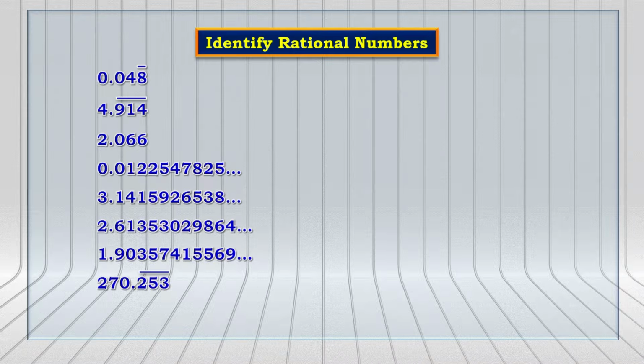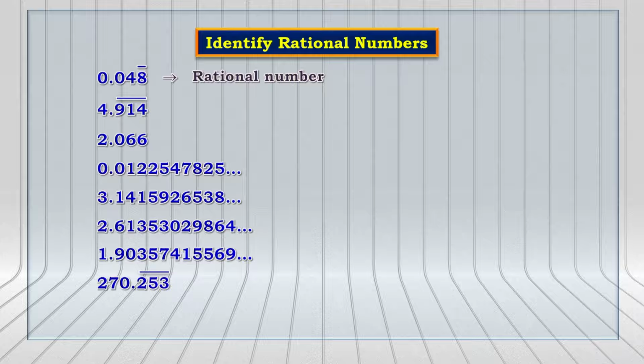Now let us first identify the rational numbers over here. 0.048 bar. You can see that on top of 8 there is a bar, right? So this is a non-terminating recurring number because here 8 is repeating. Earlier in class 9 you have learned this: whenever a number is a non-terminating recurring number or a terminating number, it is classified as a rational number. So that's why it is a rational number.